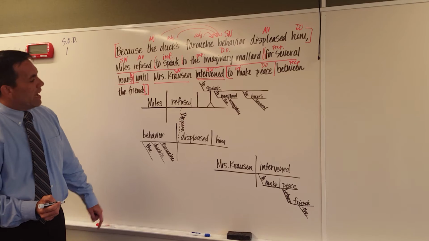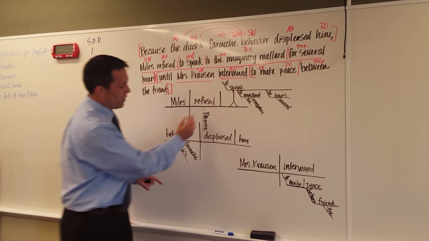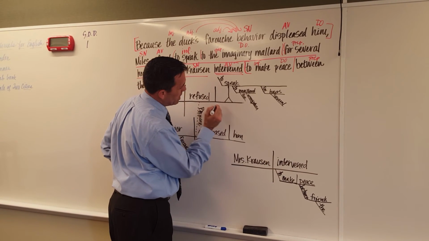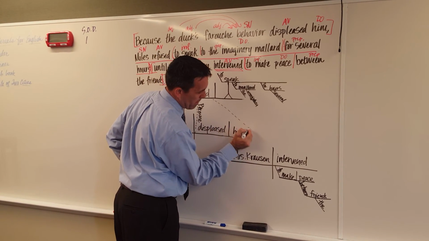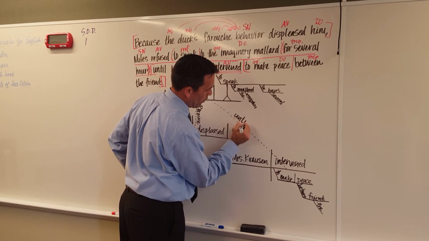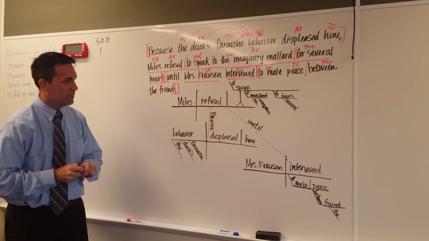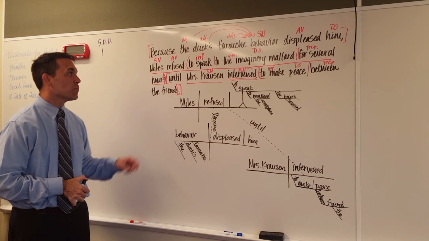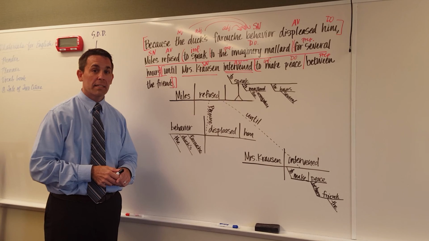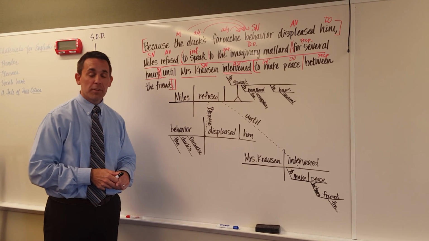And then the only thing I have left is "until," which is going to go on a dotted line, just like "because" did. I'm going to connect "refused" to "intervened," and put that word on that line. So there I have a sentence with a main clause and two adverb clauses as dependent clauses. Hopefully this helps.